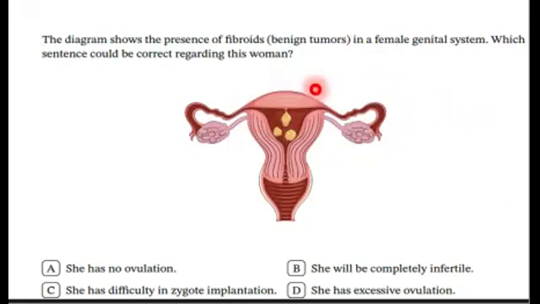Now, how does pregnancy occur? Egg cells mature and are expelled from the ovary into the fallopian tube. Fertilization occurs in the fallopian tube if a sperm can pass through the female reproductive system and unite with the mature egg cell. If fertilization happens, the zygote will implant here in the uterus. So if a female has a fibroid in her uterus, she has difficulty in zygote implantation. Now, the correct answer is number C, she has difficulty in zygote implantation.